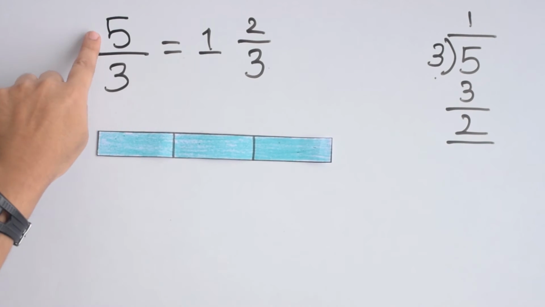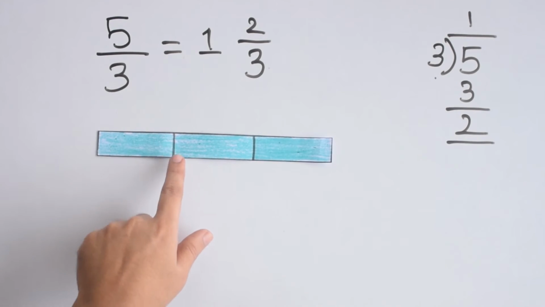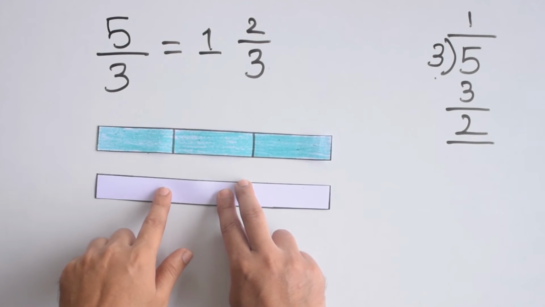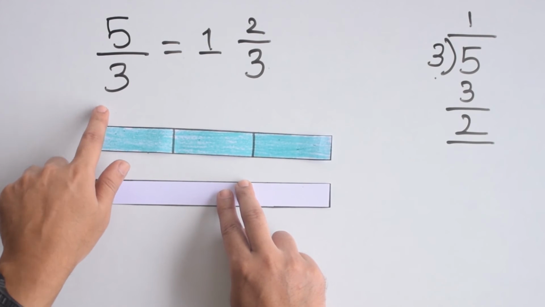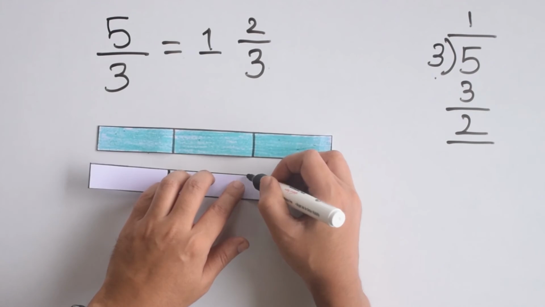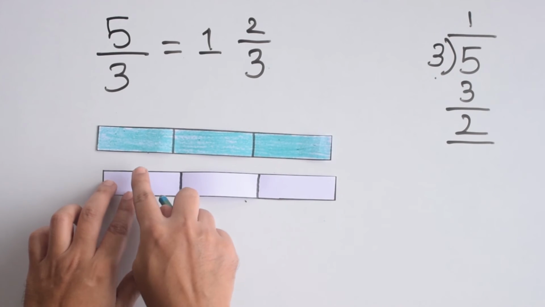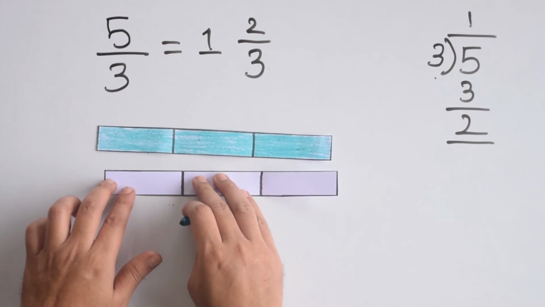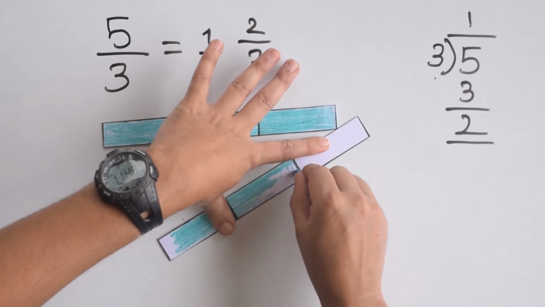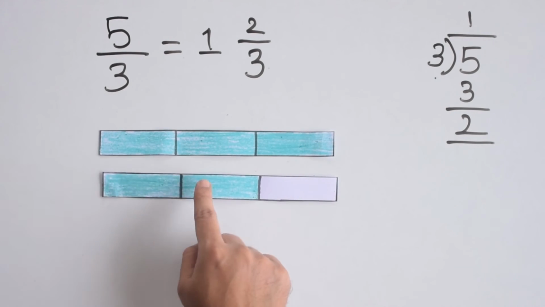But how many do we need? We need 5. That means we need 2 more. So we don't have any more parts here. So we'll take 1 more paper strip and also fold this into 3 parts because the denominator is 3. So how many more do we need? We need 2 more to make it 5. So I'm going to color 2 parts in this paper strip. Now we have 5 colored parts.